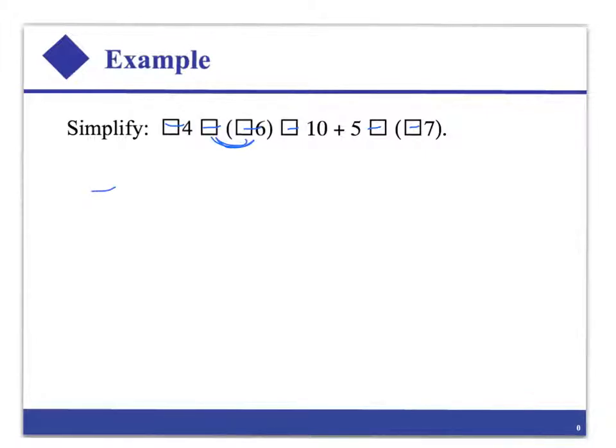and so if I have negative 4 plus the opposite, which is going to be positive 6, and then I'm going to look again right here, and I still have negative 10, so I'm going to write down negative 10 plus 5, and then I have this action going on here. So I'm going to change that, and I'm going to add that as a positive 7.